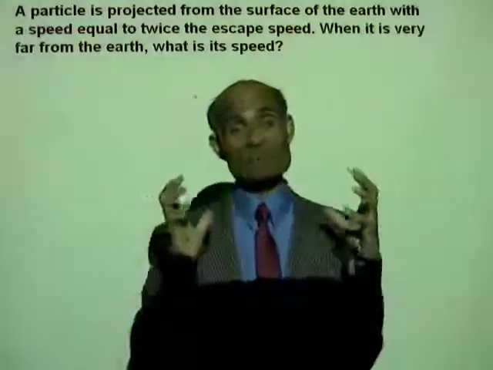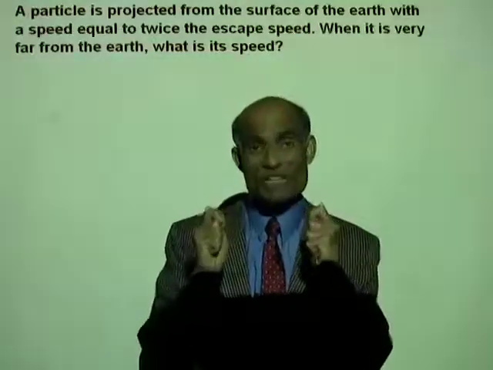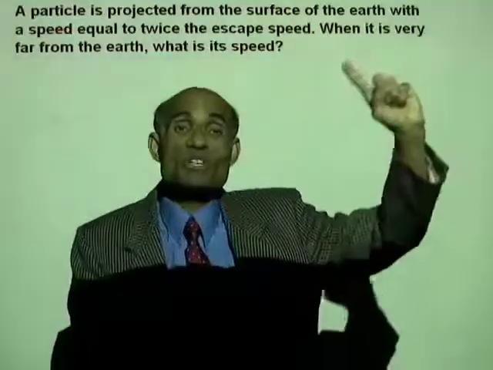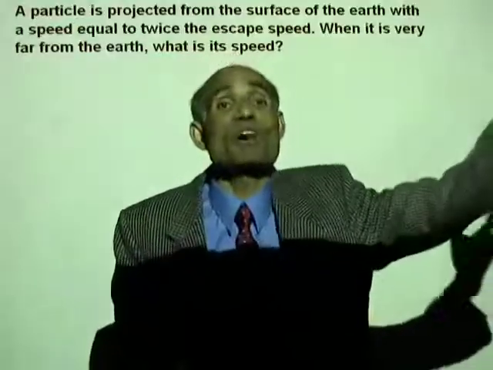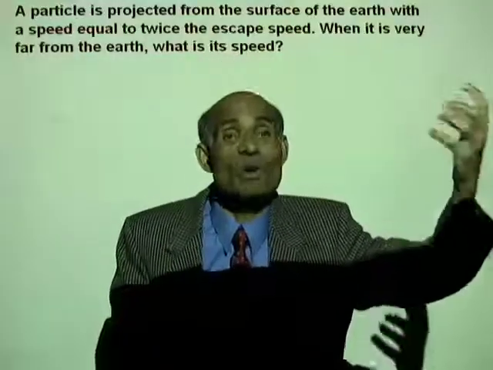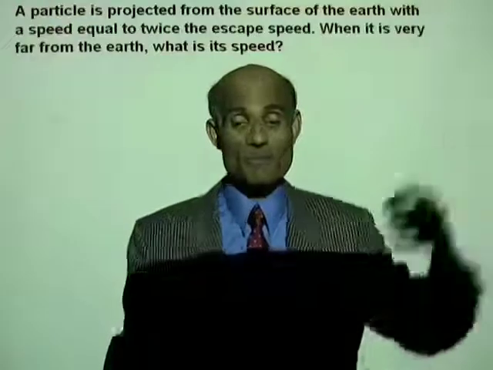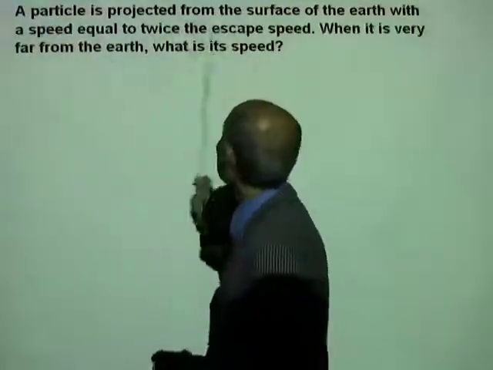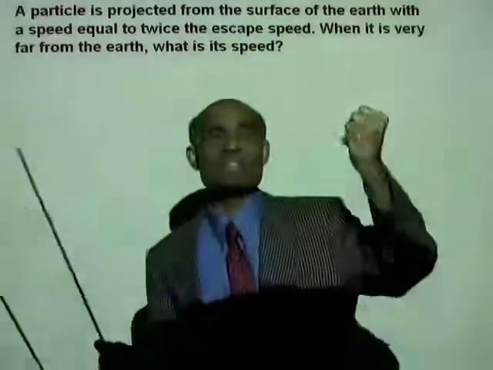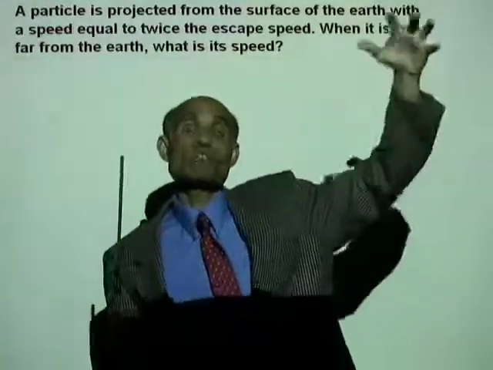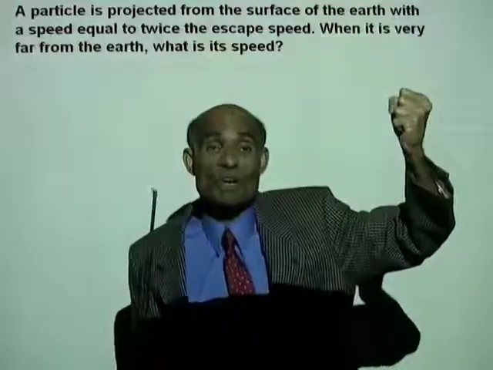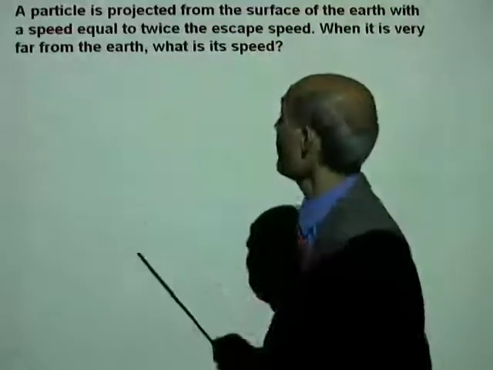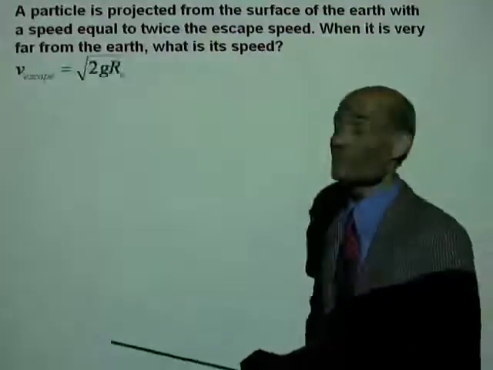Now, if the object is projected with a velocity equal to the escape velocity, when it reaches infinite distance, its velocity will be 0 and also its potential energy will be 0. But if you project the object with 2 times the escape speed, when it reaches infinity, it will still have a lot of kinetic energy left. We need to find the speed at that time.